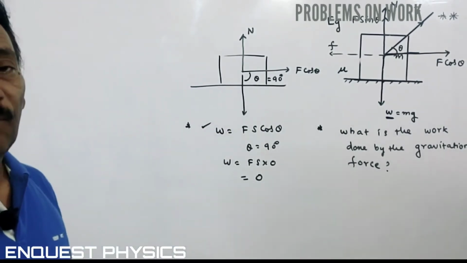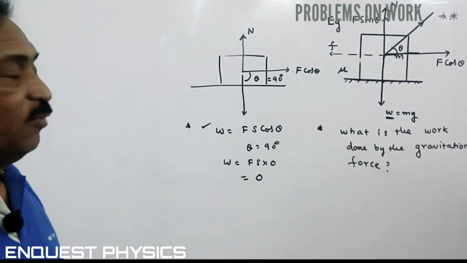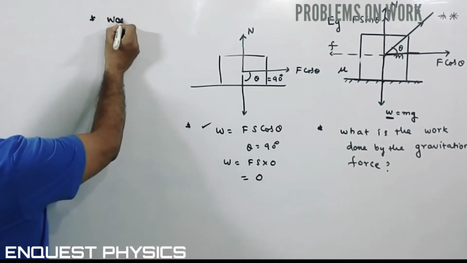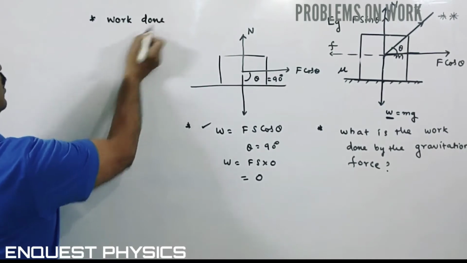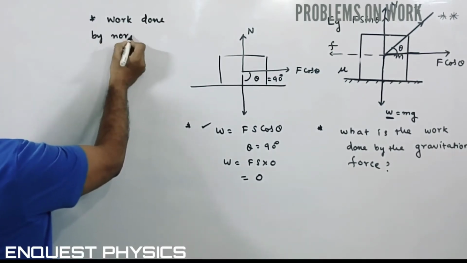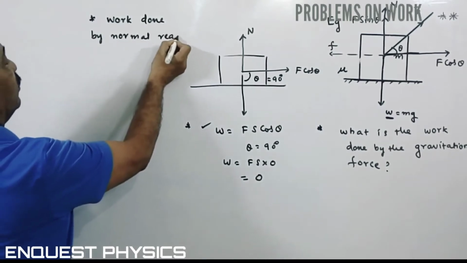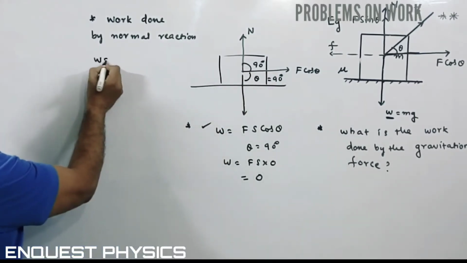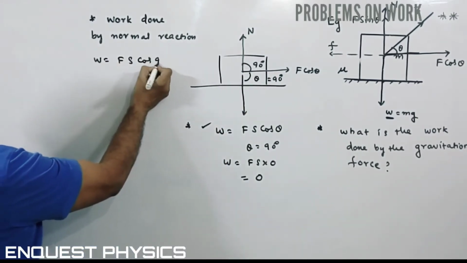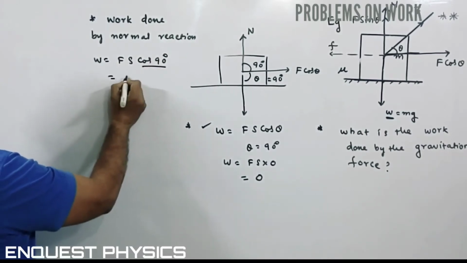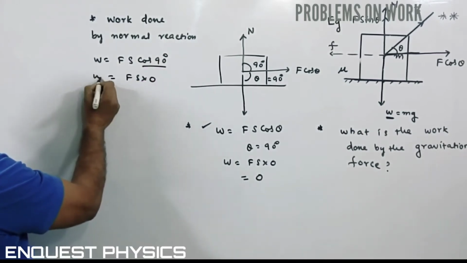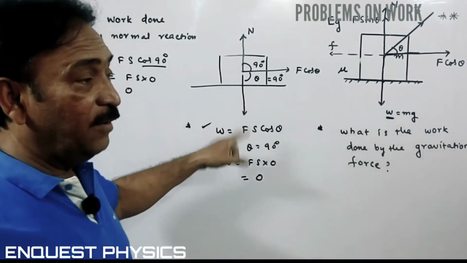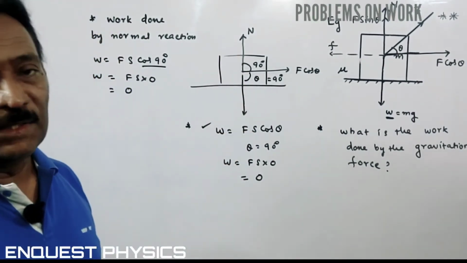That is the first case. Let's do one more: the work done by the normal reaction. The second one, work done by the normal reaction. Obviously, we get the same result. Again work done is equal to Fs cos 90. Since cos 90 is 0, work done is equal to Fs into 0, so work done is equal to 0. That means the work done by the gravitational force as well as by the normal reaction is equal to 0.